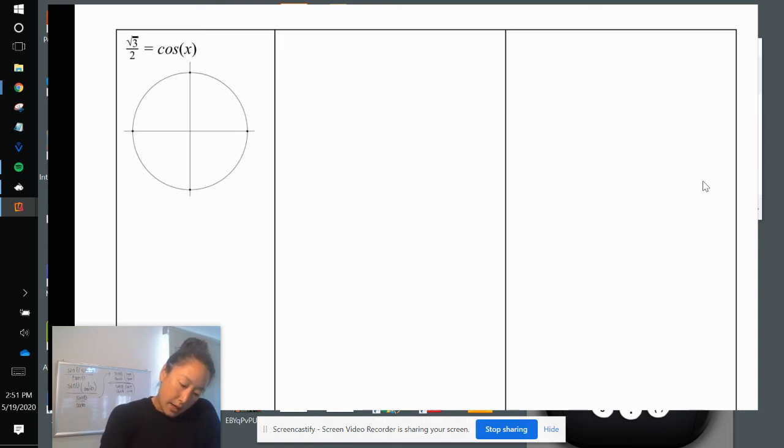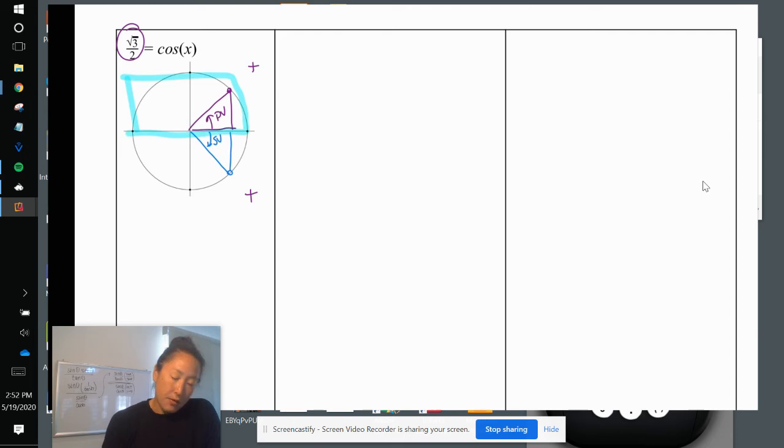Okay, cosine. The ratio here is positive. Cosine is positive in the first and the fourth quadrant. So I'm going to have a principal value in the first quadrant, and then a secondary value from the fourth quadrant. Your calculator will always give you a principal value from the first and the second quadrant. I'm going to go ahead and write x is the angle.